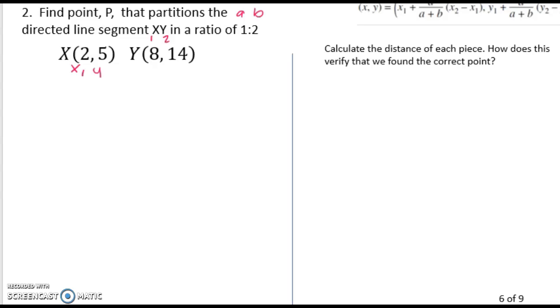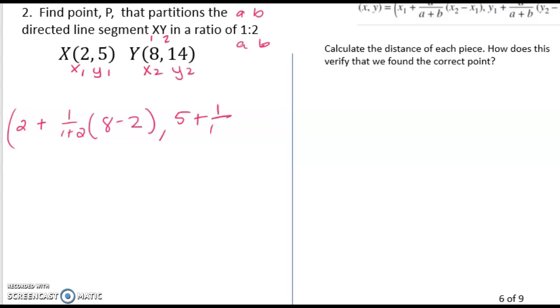So all I need to do is make sure that I identify what my pieces are. My A is 1, my B is 2, and I'm ready to substitute in the values. So x is 2 plus 1 over 1 plus 2 times (x2 minus x1), comma, y1, because that's my starting y value, plus 1 over 1 plus 2 times (y2 minus y1). Okay, so this ends up looking like 2 plus 1 over 3 times 6, comma, 5 plus 1 over 3 times 9.